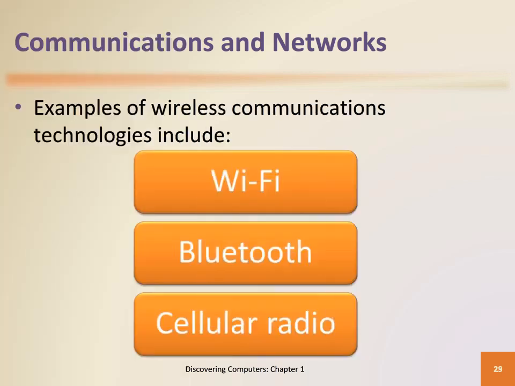We opt for wireless communications. Wireless communications technologies include Wi-Fi, Bluetooth, and cellular radio. Wi-Fi uses radio signals to provide high-speed internet and network connections. Bluetooth uses short-range radio signals to enable Bluetooth-enabled computers and devices to communicate, and cellular radio uses the cellular network to enable high-speed internet connections to devices such as smartphones.